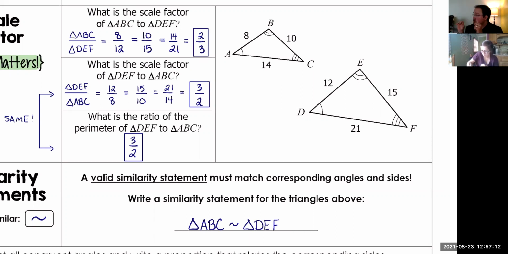Now, order is important, just like the congruency statement. Notice A is first in my first triangle, so is D in the second. That's because those are the corresponding angles. B and E are second, because they were corresponding. C and F then are the third ones. Order is important, especially if you're going to pull information from that similarity statement.